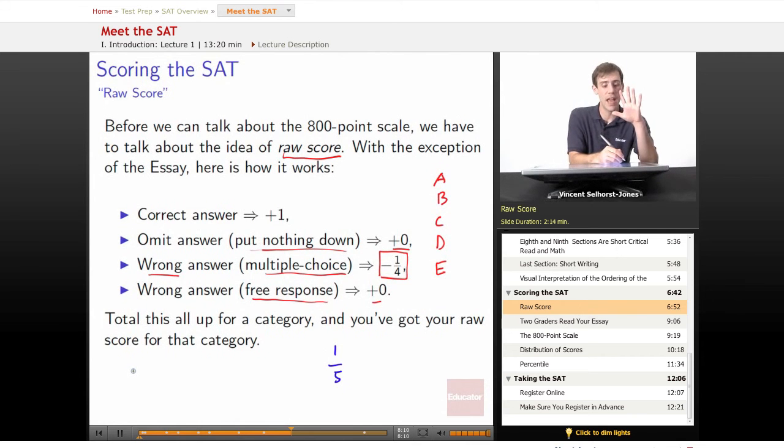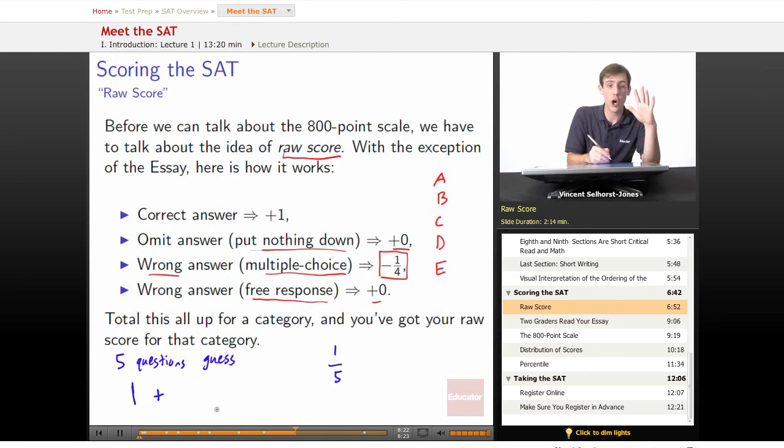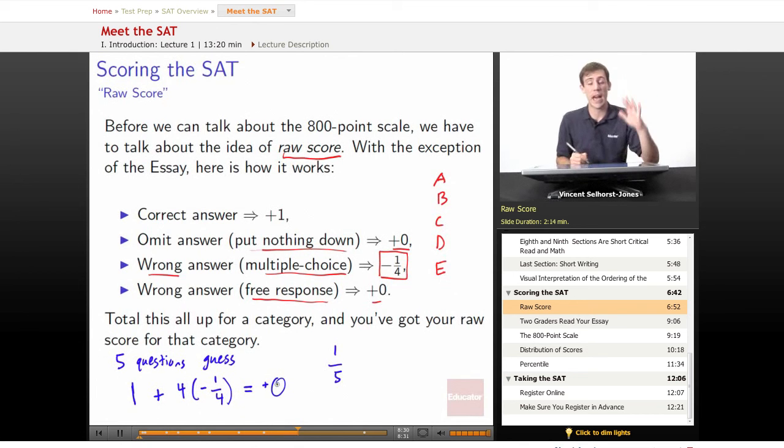So imagine you guess on 5 questions. So 5 questions, just completely guessing, totally random. Then on average, if you guessed 5 times, you're going to get 1 question right, and you're going to also get 4 questions wrong. And since each question is -1/4, that's going to be a total of 0 points added. So this multiple choice taking off points when you get it wrong, the point of that isn't so much to penalize you, to hurt you. The point of that is to make it so that there's no benefit to guessing. So that random guessing, uneducated guessing doesn't increase your score.